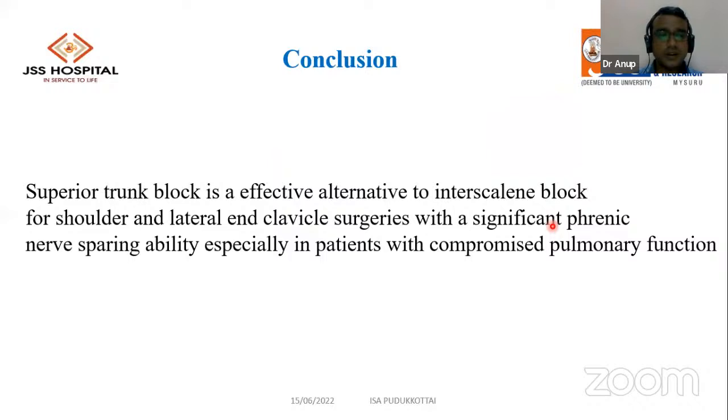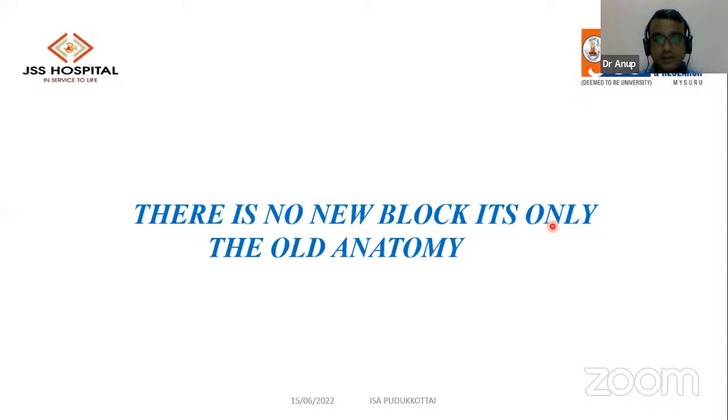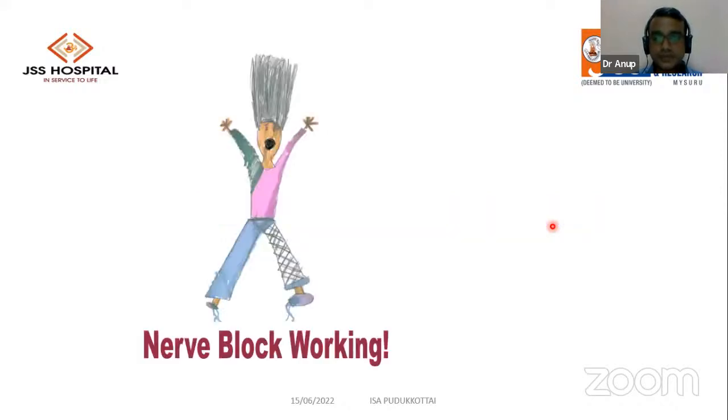So I would like to conclude by telling that superior trunk block is an effective alternative to interscalene block for shoulder and lateral end of clavicle surgeries with significant phrenic nerve sparing ability, especially in patients with compromised pulmonary functions. I would like to conclude my talk telling there is no new block, it's only the old anatomy. So if we understand the anatomy better, we can come up with new blocks. Thank you so much.